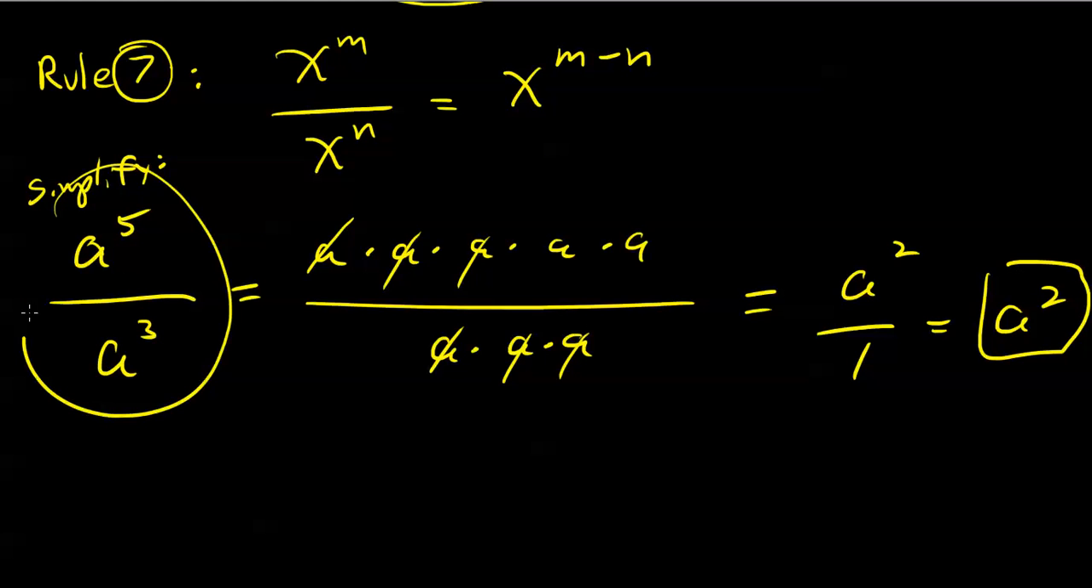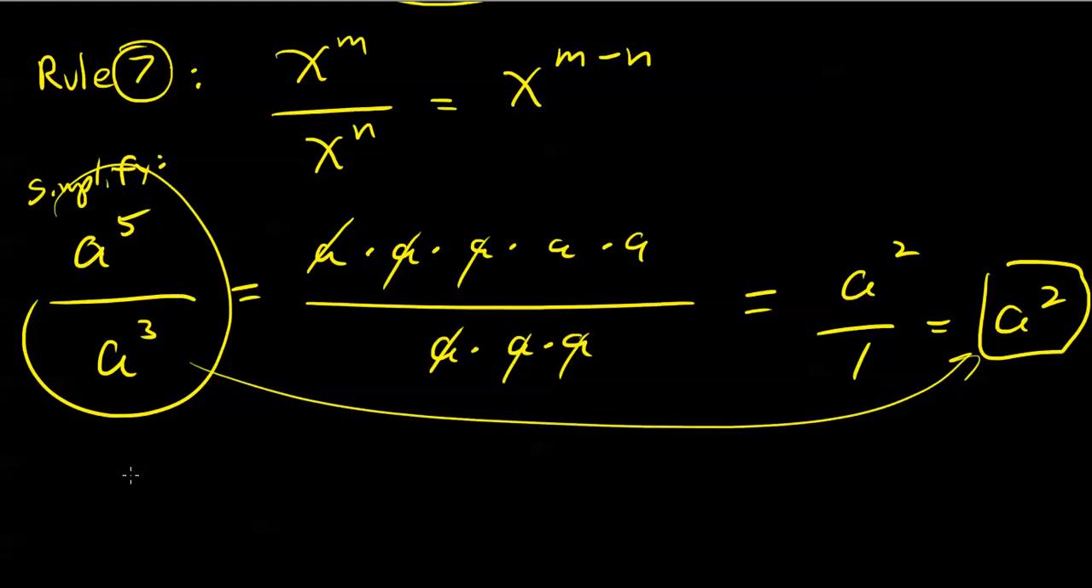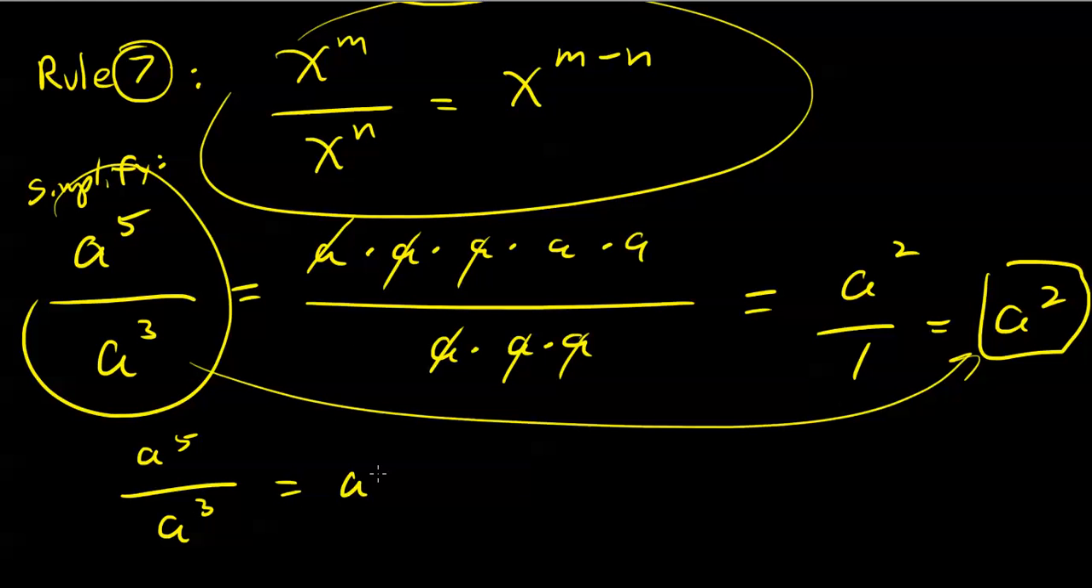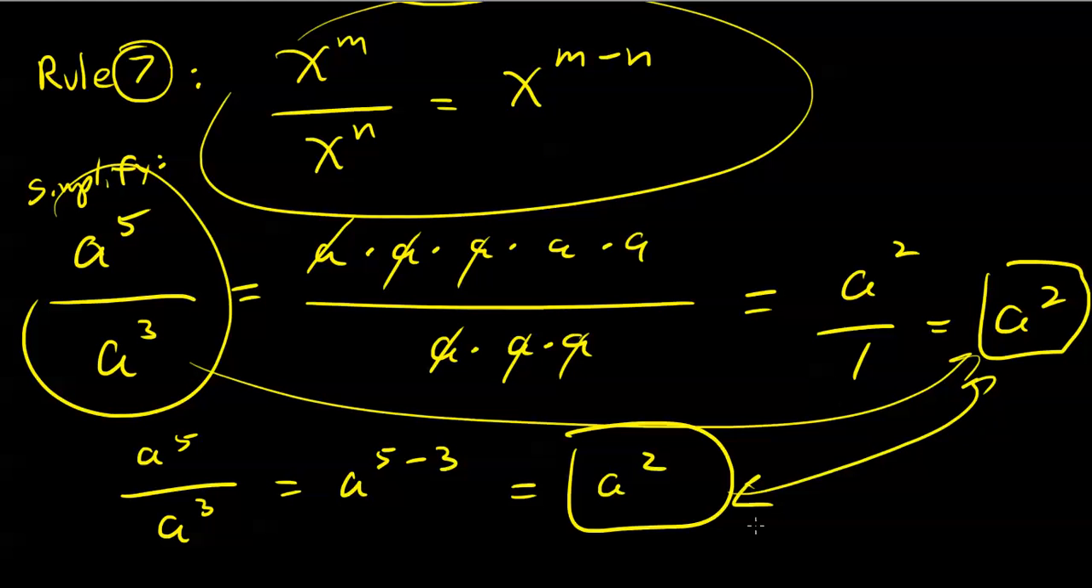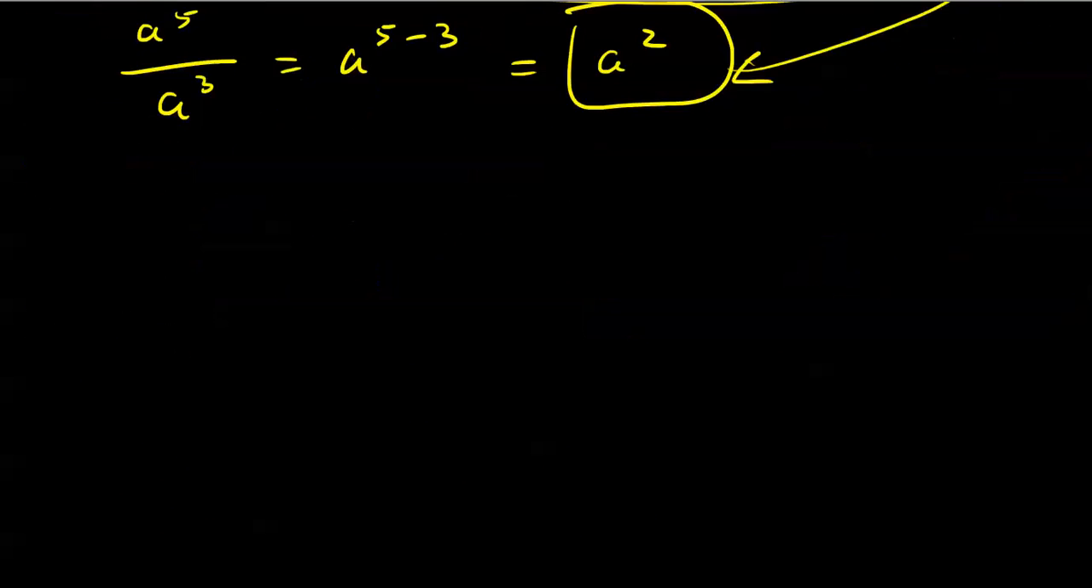Of course, we could have taken a little shortcut here. A to the 5th over a cubed, according to Rule 7, is going to be a to the 5th minus 3rd power. A to the 5 minus 3 power, of course, turns into a squared. So the same result we get the long way using Rule 7 is a little bit more concise. Let's try another one. Another example of Rule 7.